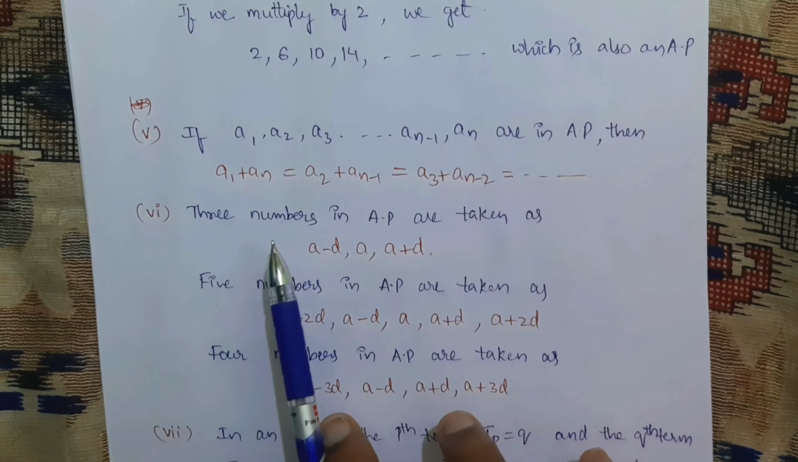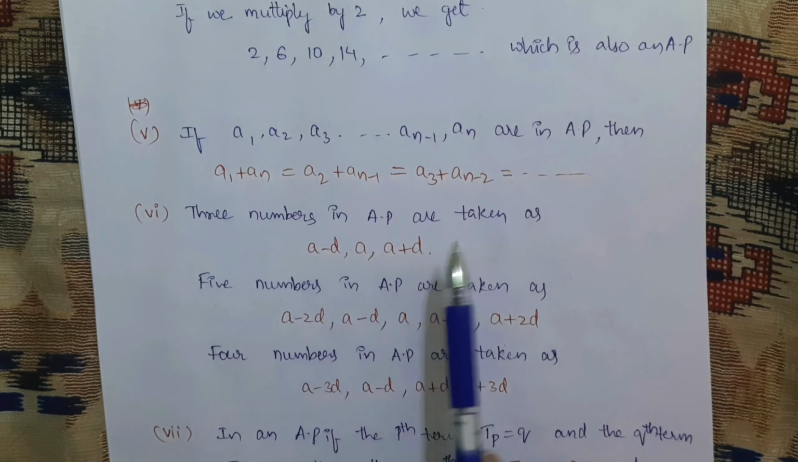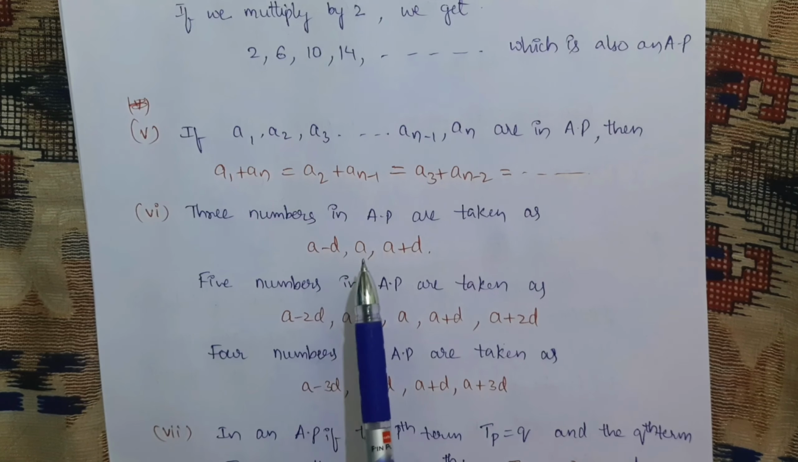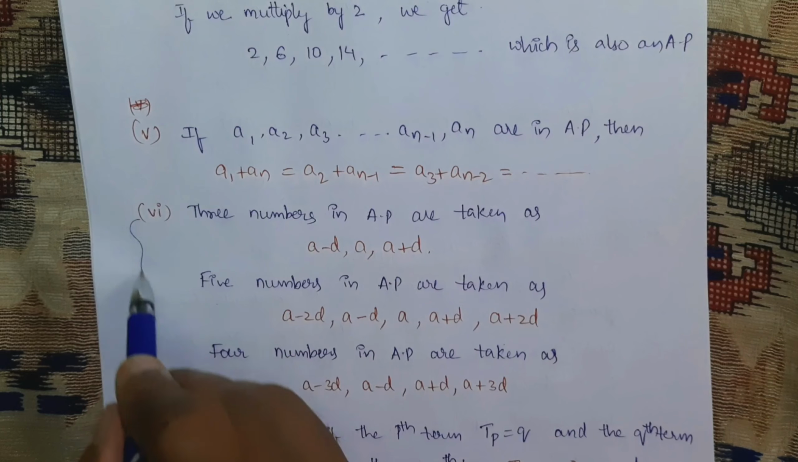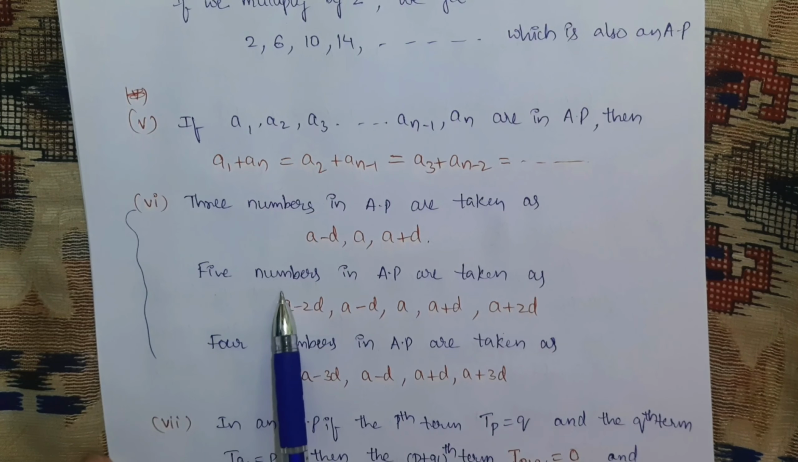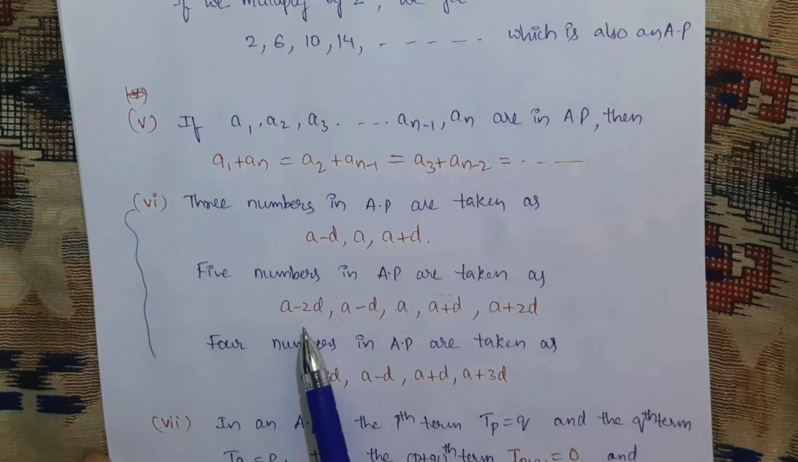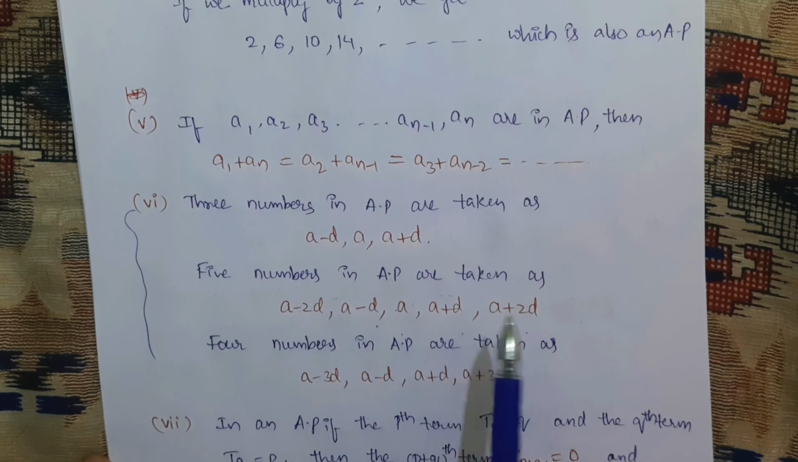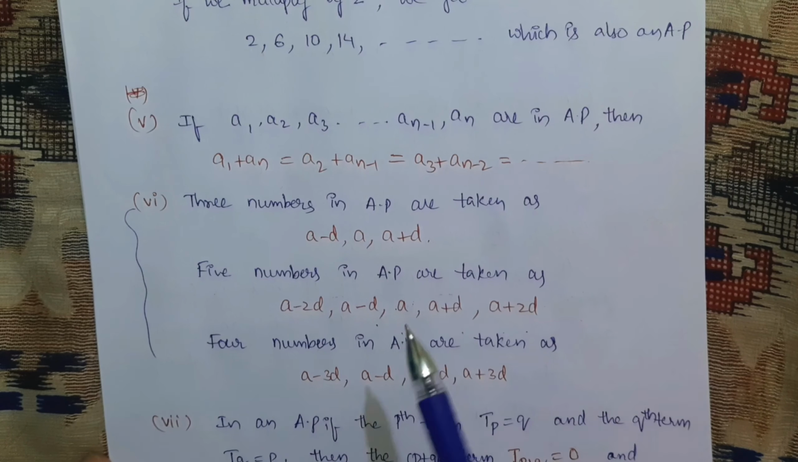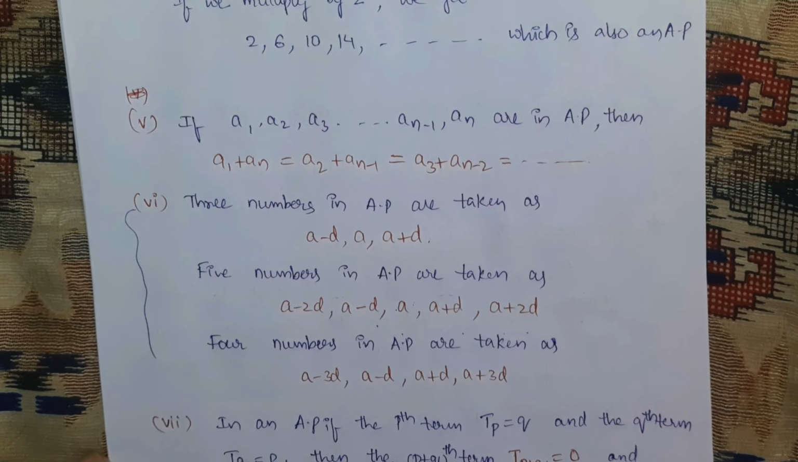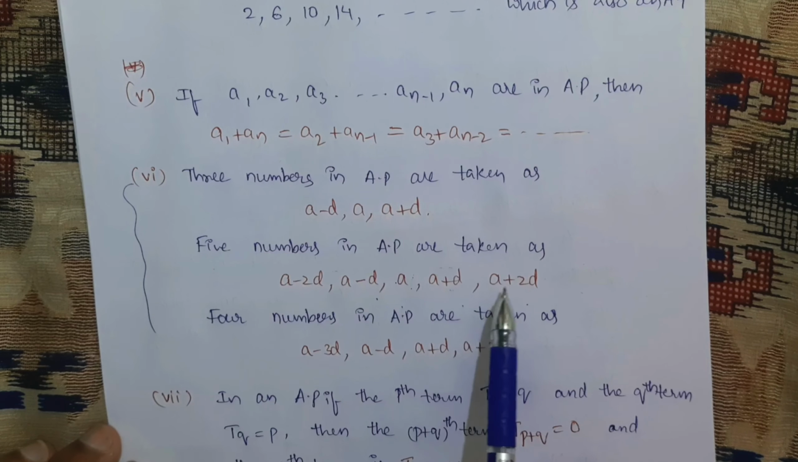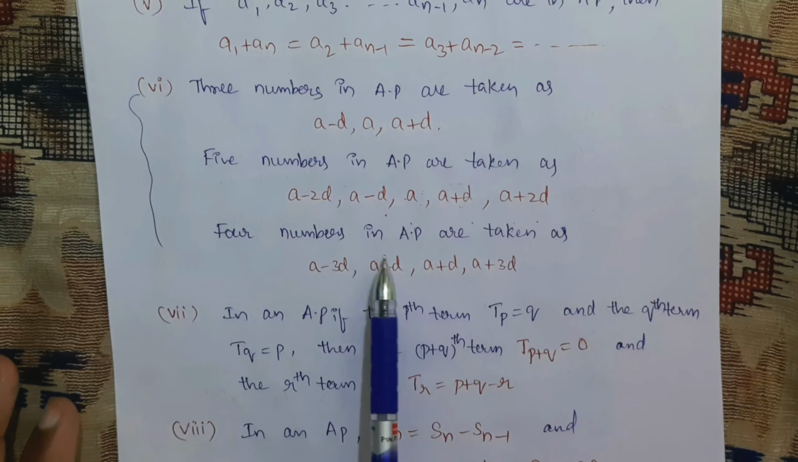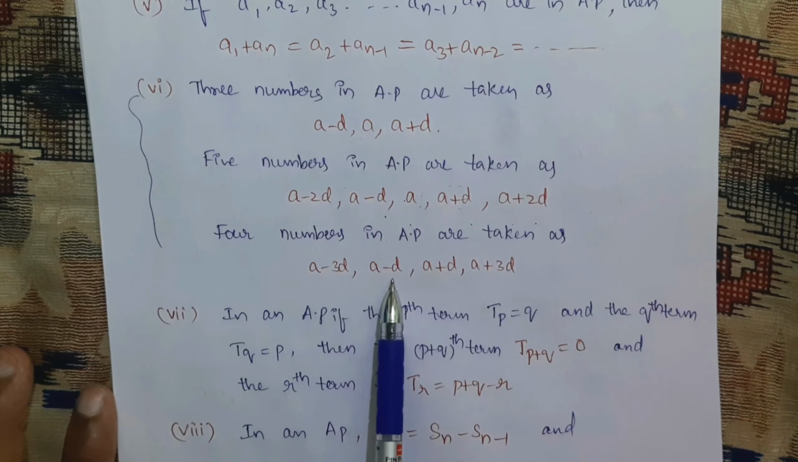Similarly, in problems, whenever they ask to consider 3 numbers in an AP, we consider these 3 numbers as a minus d, a, a plus d. These are very important. Next, if they ask for 5 numbers in AP, we take a minus 2d, a minus d, a, a plus d, and a plus 2d. Why do we consider it like this, before a and after a? To simplify, it will be very easy, instead of taking a, a plus d, a plus 2d, a plus 3d like that. Similarly, 4 numbers in AP are taken as a minus 3d, a minus d, a plus d, and a plus 3d.